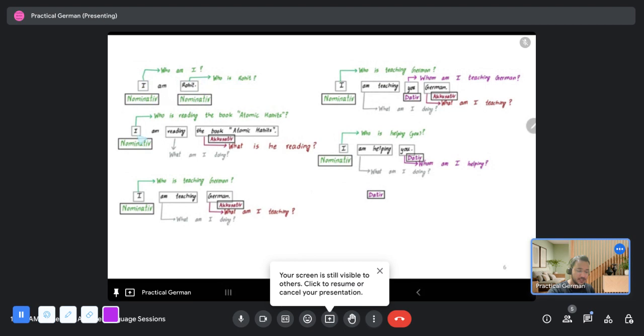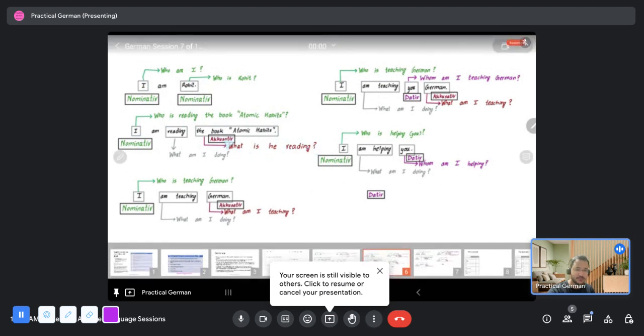Then we have this, I am reading the book Atomic Habits. Here again, I is who is reading the book Atomic Habits, so it's nominative. The book Atomic Habits, to find this information, you are actually asking the question, what is he reading, okay? So this is in accusative case.